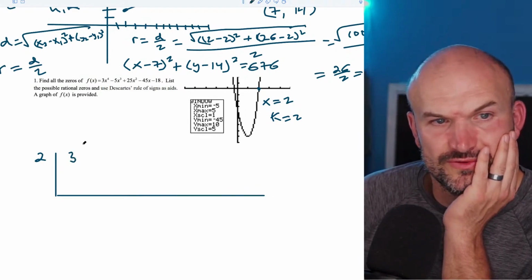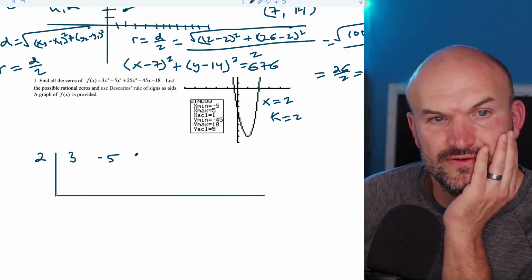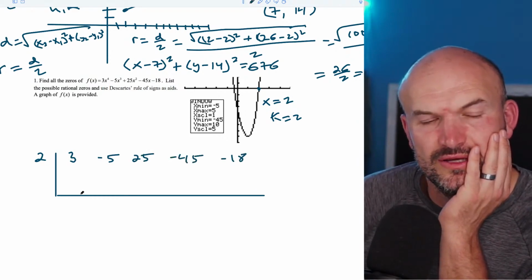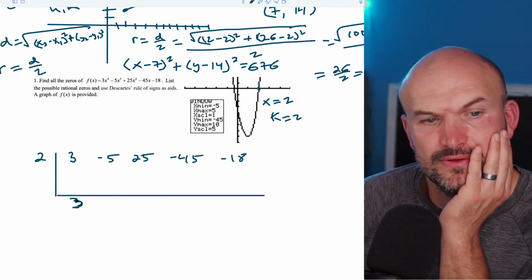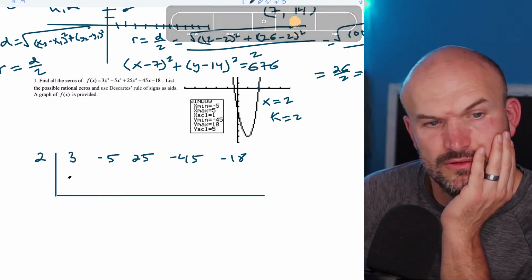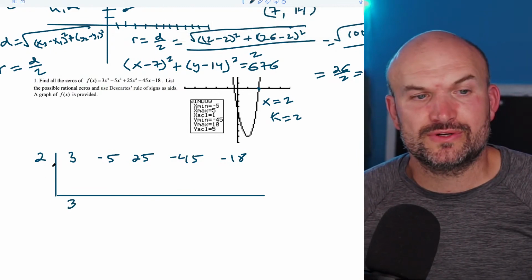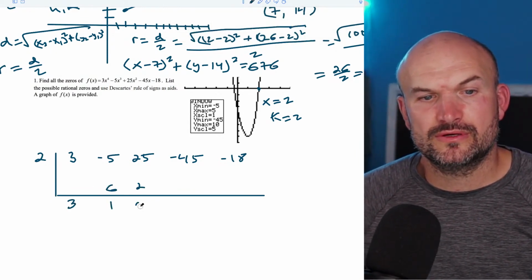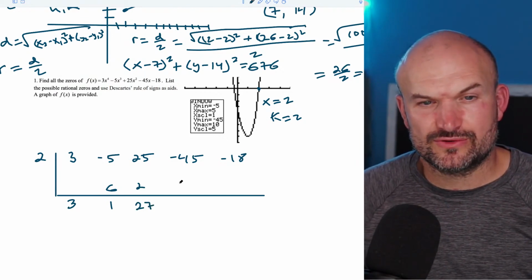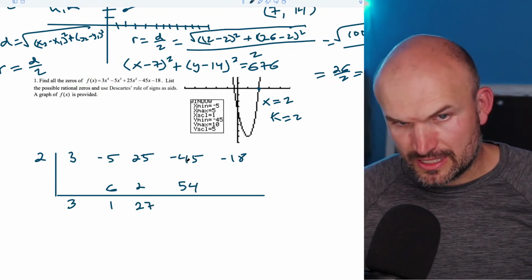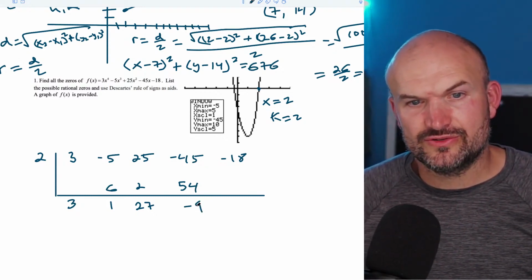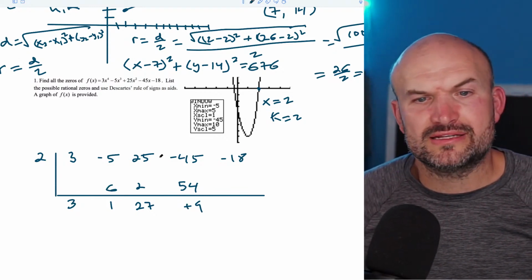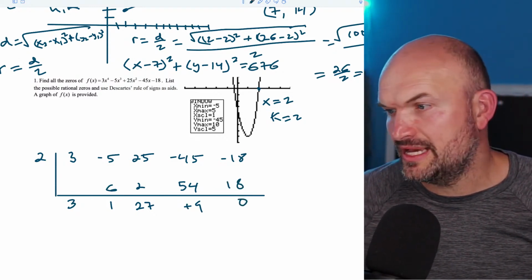So we're going to take these coefficients: 3, negative 5, 25, negative 45, and negative 18. Bring down the 3, multiplying that, 3 times 2 is going to be a 6. Negative 5 plus 6 is 1. 1 times 2 is going to be a 2. 27. 2 times 27 is going to be a 54. That's for us going to be negative 9. 2 times negative 9, that's a negative 18. Negative 9 times 2 is going to be a negative 18, which is going to be a 0.